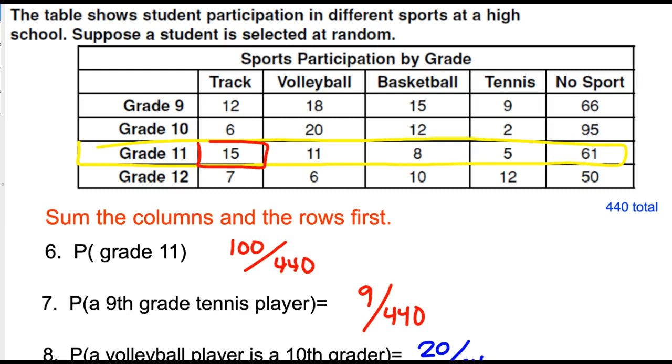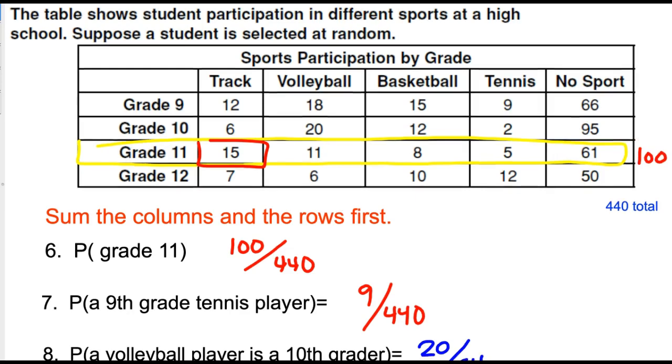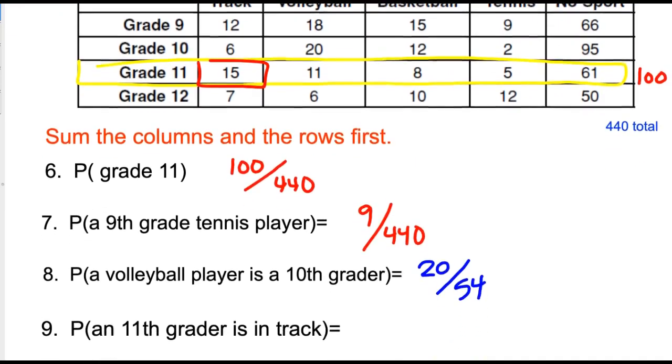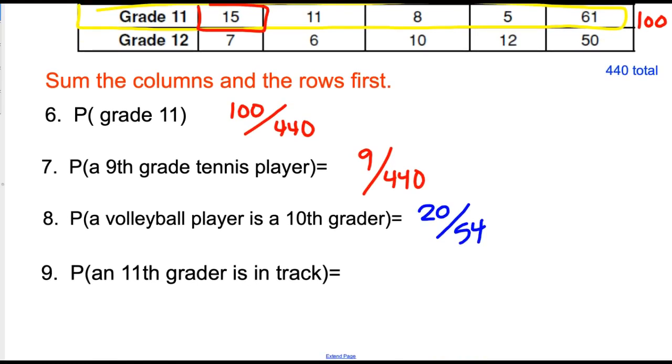And I did not do this yet, so this would be, let's see, 26. 26 plus 13 is 39. Oh, wait, I did do that already. That was 100. So of all the 11th graders, there's 15 of them doing track. So that's 15 out of 100, which I know that reduces to 3 out of 20.